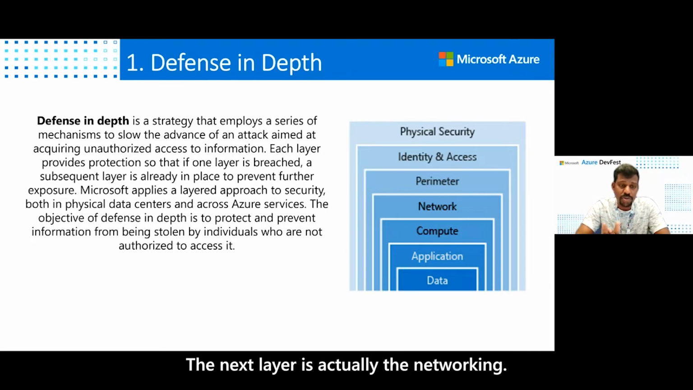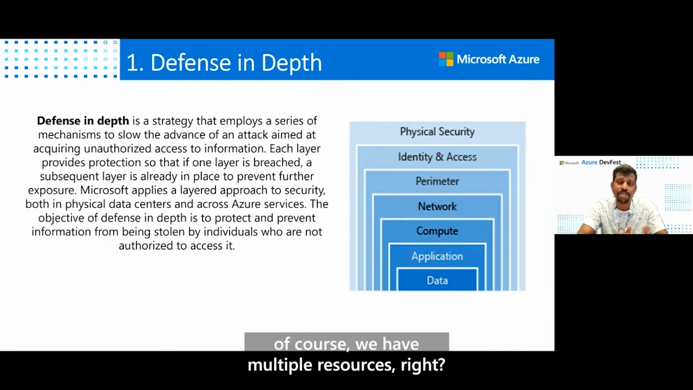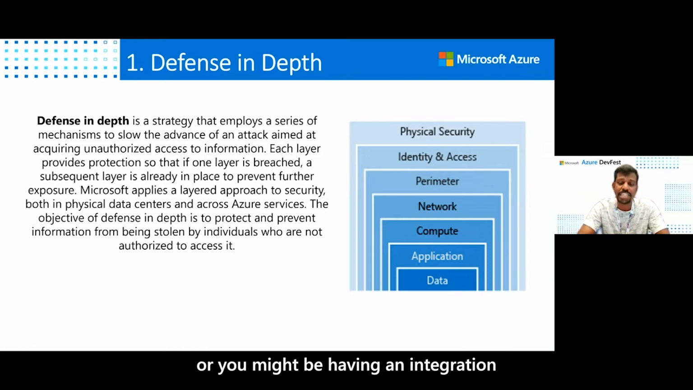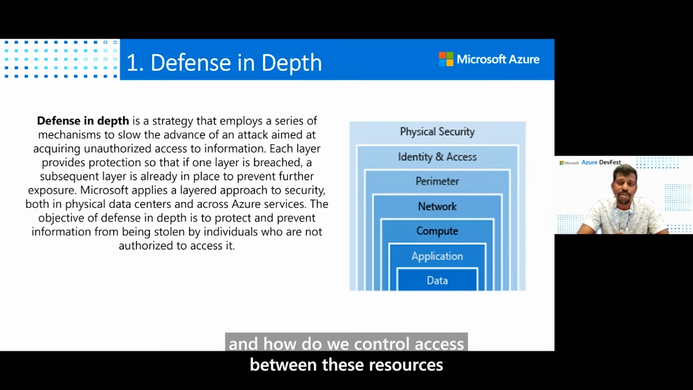The next layer is networking. At this layer, we mainly focus on limiting the network connectivity between your resources. When we talk about any sort of application or project, we have multiple resources, for example application layers, front-end layers, database layers, or you might have an integration with your other systems, and how do we control access between these resources?